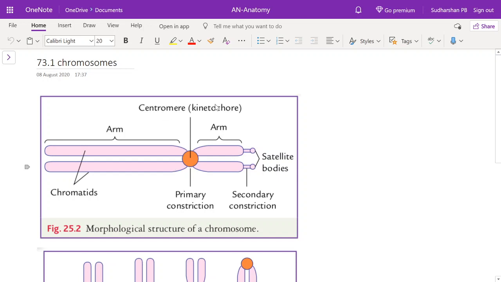The centromere is also called the kinetochore. Here we have the primary and here the secondary constriction. This is also called the chromatids.